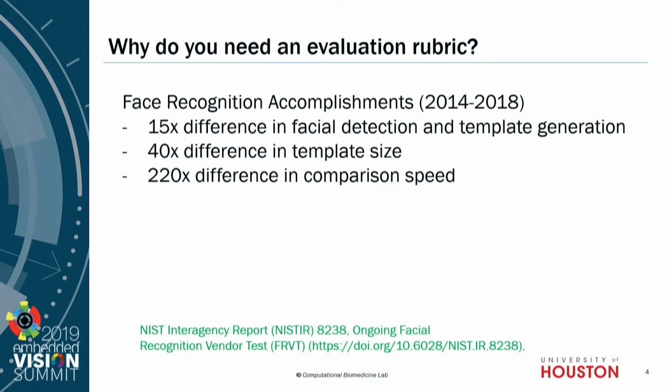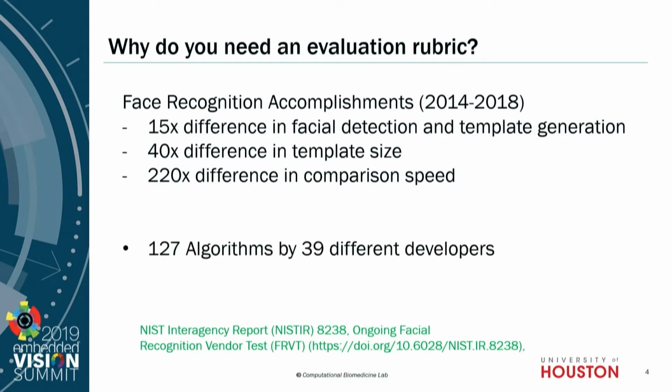And that's because, at least in that report, there are 127 algorithms, and these are provided by 39 developers. And we know for a fact that there are algorithms that are not included in that report. And if you also look at the top performing algorithms, you'll see that they are all using some sort of artificial intelligence, machine learning, deep learning, so on and so forth.